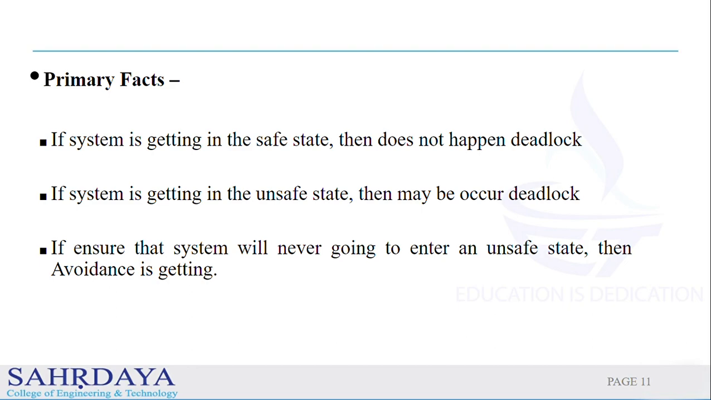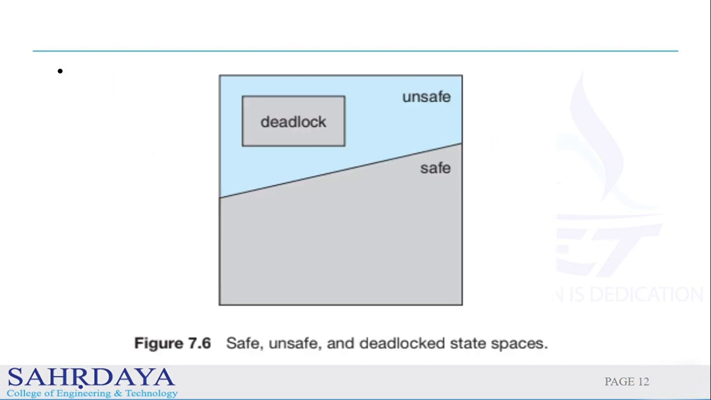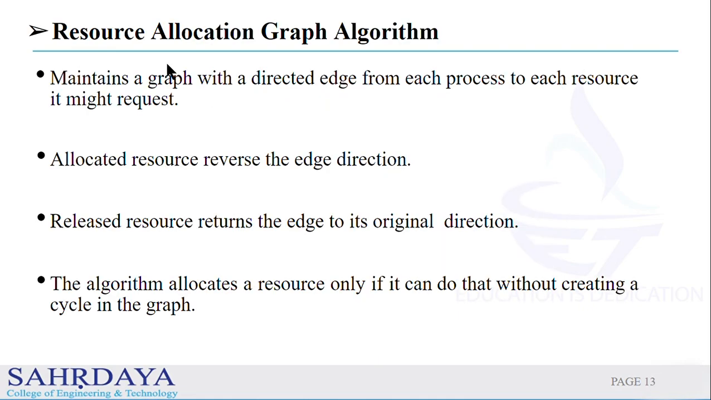So now we are going to discuss the algorithms for deadlock avoidance. Basically, there are two algorithms. One is deadlock avoidance using the resource allocation graph algorithm, and another one is Banker's algorithm. In this video, I will discuss how to avoid deadlock with the resource allocation graph algorithm.